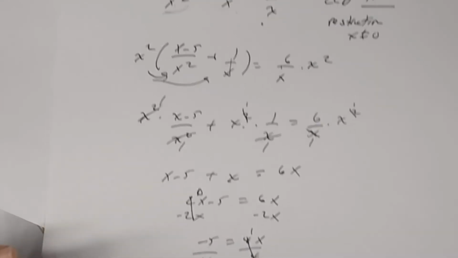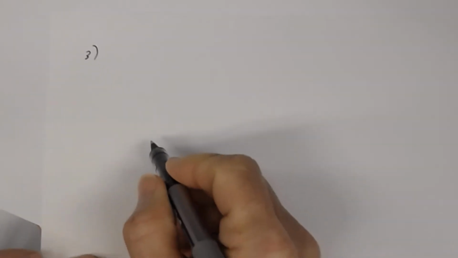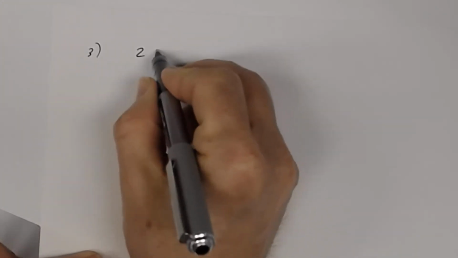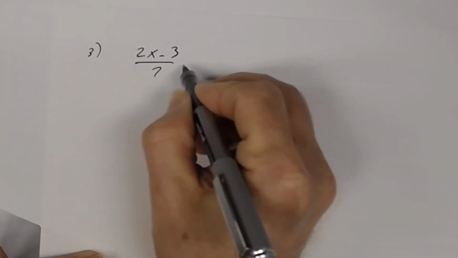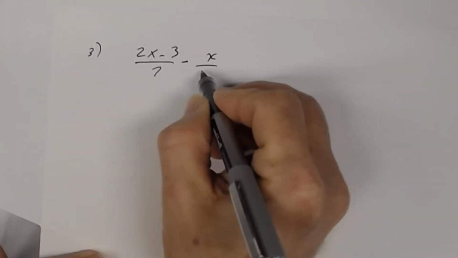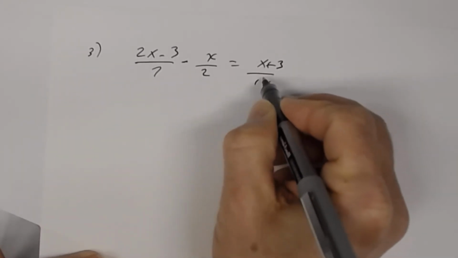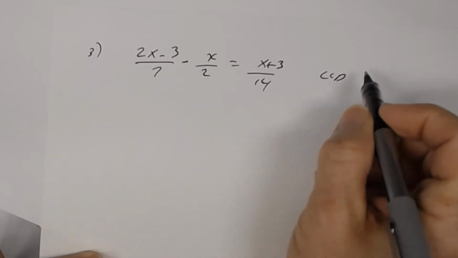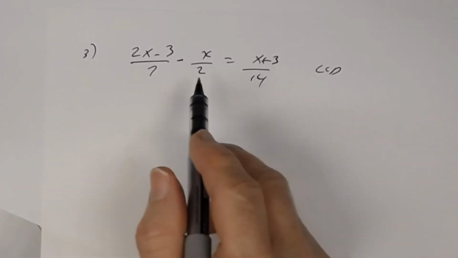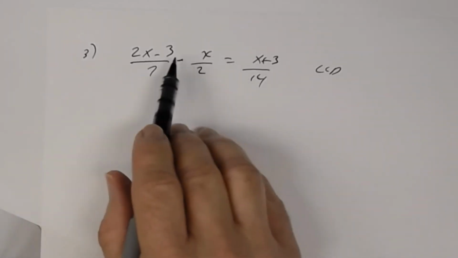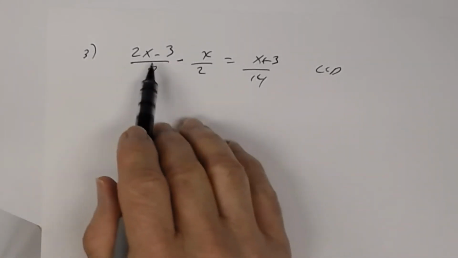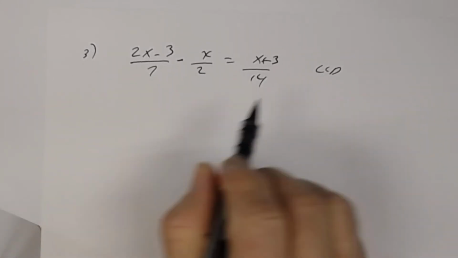All right, so that's number 2. Now let's go to number 3. Number 3, I have 2x minus 3 divided by 7 minus x divided by 2 equals x plus 3 divided by 14. All right, so again, you have this rational equation. It's made up of rational expressions. You have that equal sign, and you want to find the LCD.